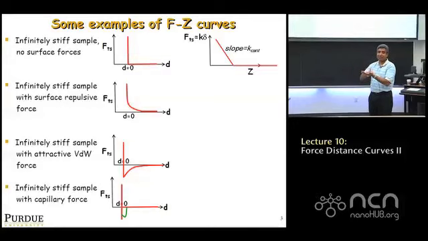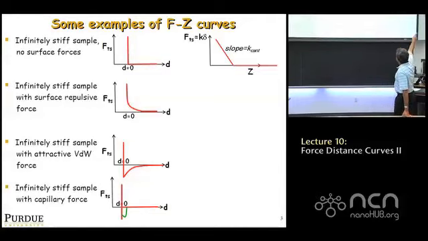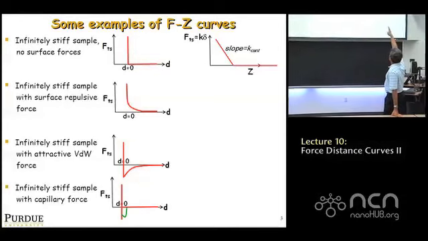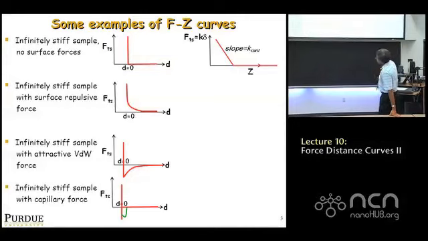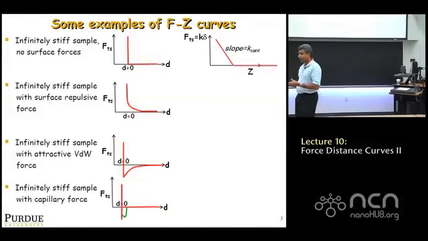There's no indentation in the sample. So all the z change goes into bending the cantilever. That's it. That's why, along the z-axis, you can go up and down as much as you want. But what you end up getting, the force you measure, is going to be a straight line because the delta that you measure is going to be equal to z.